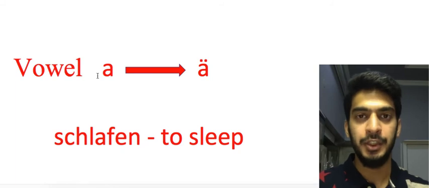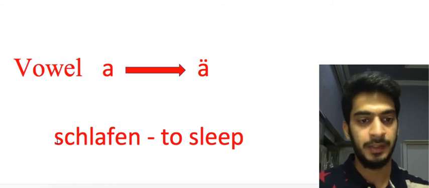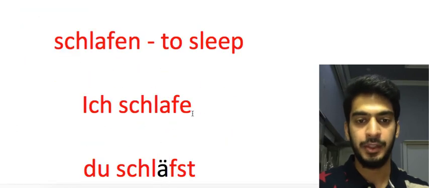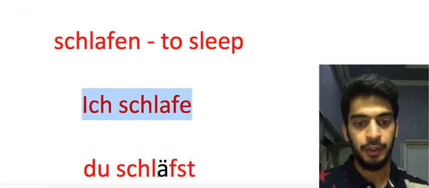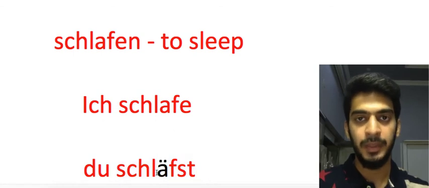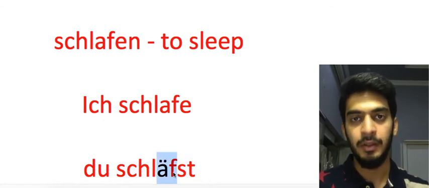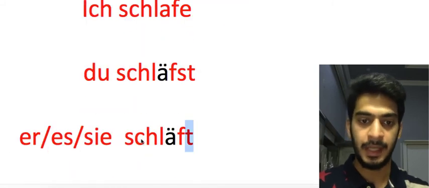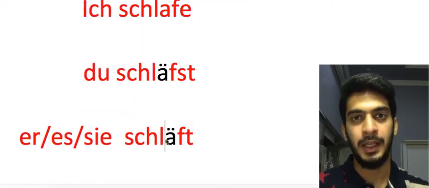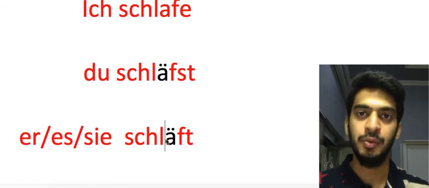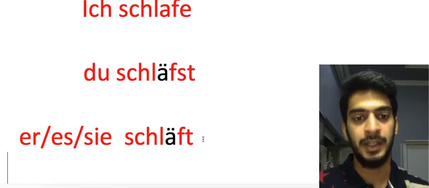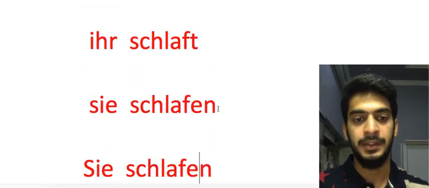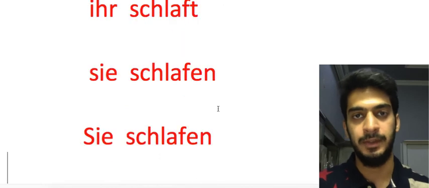Vowel a changes to a with umlaut. Example, schlafen, which means to sleep. Ich schlafe, du schläfst. The vowel a changes to a with umlaut. Du schläfst. Sie schläft, again a with umlaut. Again the vowel a changes to a with umlaut. Sie schläft. Wir schlafen, ihr schlaft, sie schlafen, capital Z, schlafen.